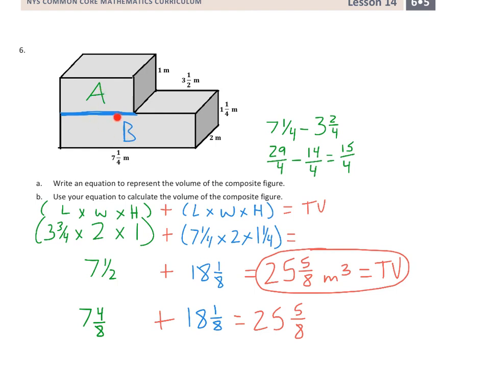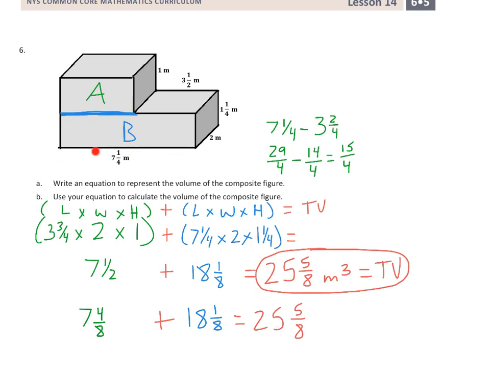And for our final question, I broke it into A and B as usual, just because that's how I like to do it. You can do it however you want. And my formula is just going to be the volume of A plus the volume of B. And volume is length times width times height. So that's going to be 3 1/4 times 2 times 1. This over here was to figure out the length, which was 15/4 of this section right here.